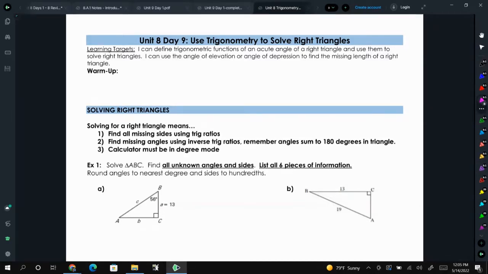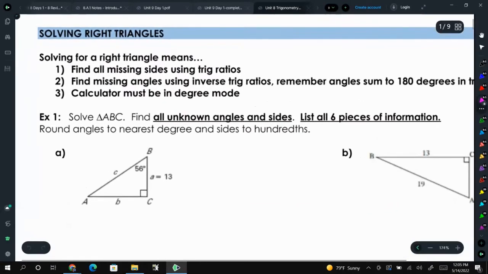So not all of these problems are going to be done the exact same way. It really depends on what information you have. And I tend to try to use the methods that require the least amount of work. So if we look at our stuff down here, what I like to do is use trig ratios if possible, or Pythagorean theorem, to find missing sides. But if I already have two angles in a triangle, then I know what the third one is, so I won't use the inverse trig ratios for that case.